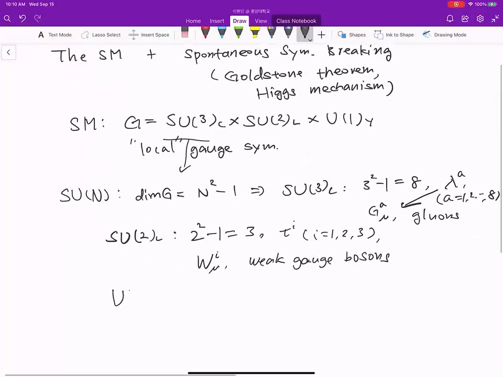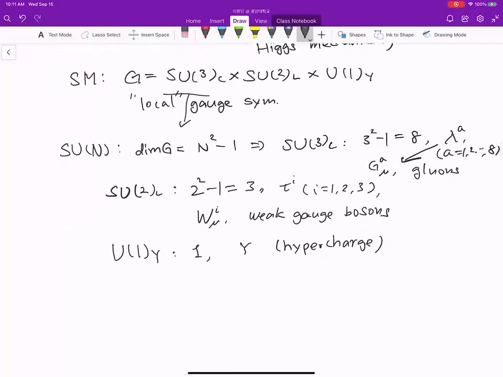And then the U1 factor, just the 1. And that is just the hypercharge operator. So there's a charge operator, hypercharge. So if you have only one charged particle, you don't have to introduce a charge operator. But if you have multiple of them, you could have different charges under the hypercharge. And then the associated gauge boson, the hypercharge gauge boson.